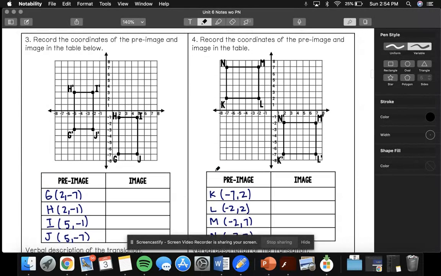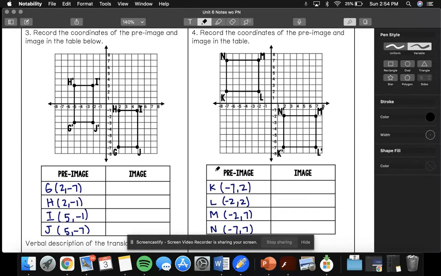Okay, so it says record the coordinates of the pre-image and the image in the table below. So we have GHIJ, a rectangle, and it looks like it just slid over to create G prime, H prime, I prime, and J prime. So the first thing we're going to do, it asks us, is just to write the coordinates. So I'm going to do G prime, H prime, I prime, and J prime. Okay. So I want you guys just to try writing these coordinates down.